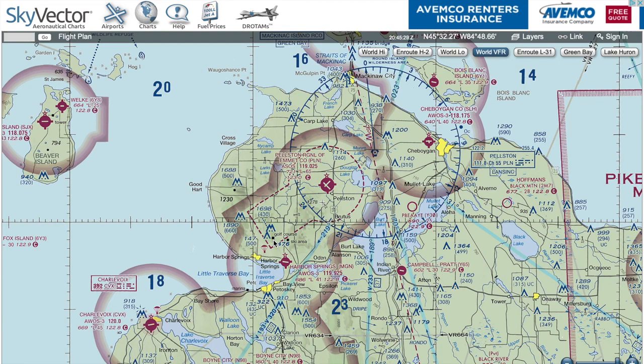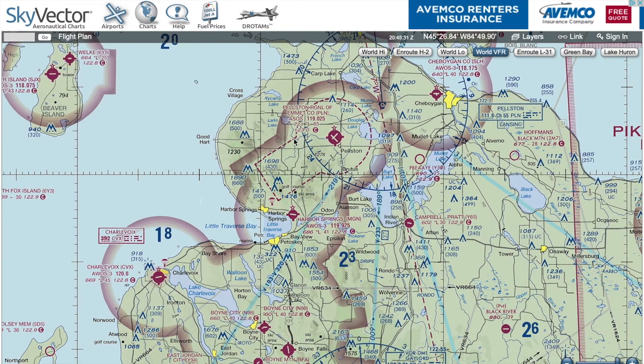And here's why. Remember the dashed magenta line? What does that mean? It's Class E to the surface. It's that Class E surface area. So out here, Class E is at 1,200 feet and above. When we hit the magenta shading, it drops down to 700 feet. And as soon as we hit that little dashed line, it drops to the surface.